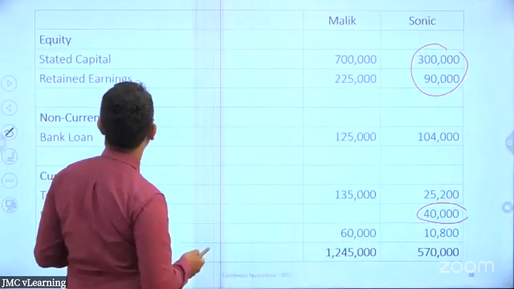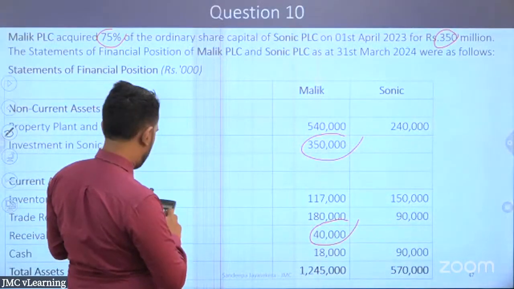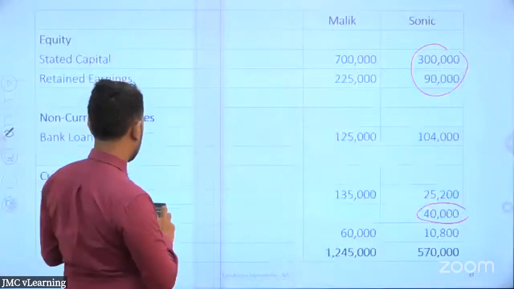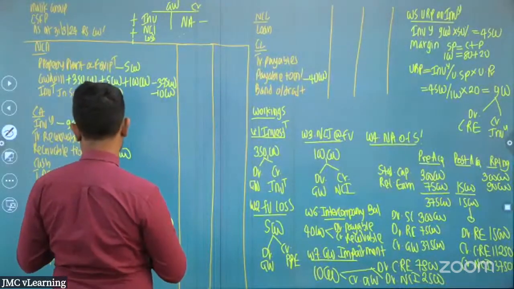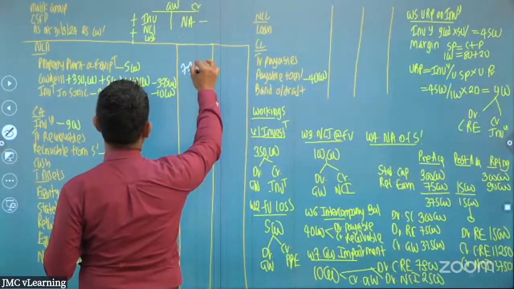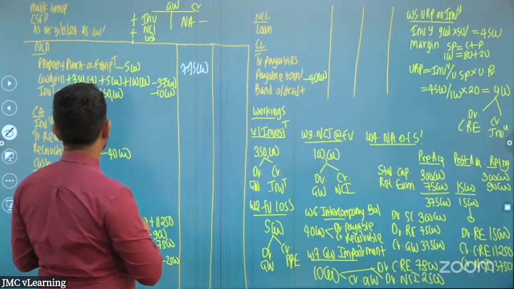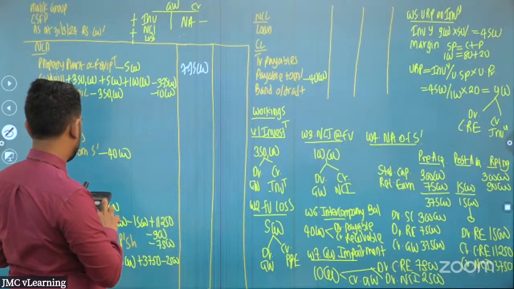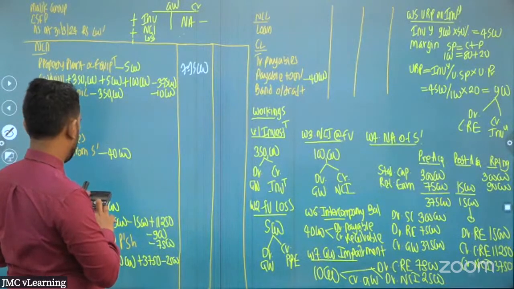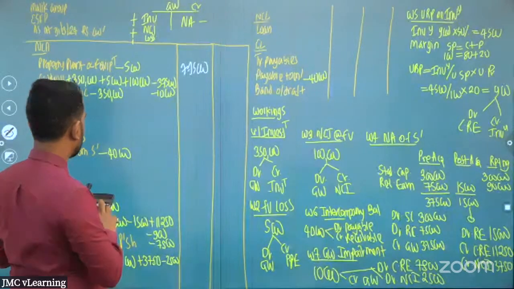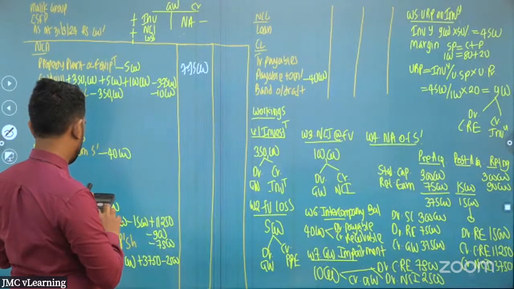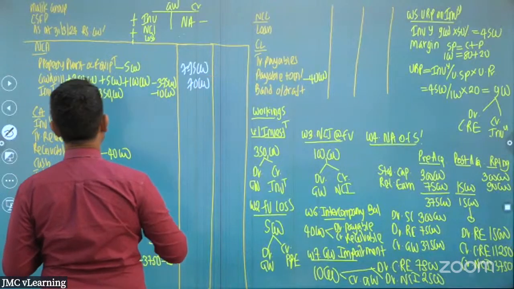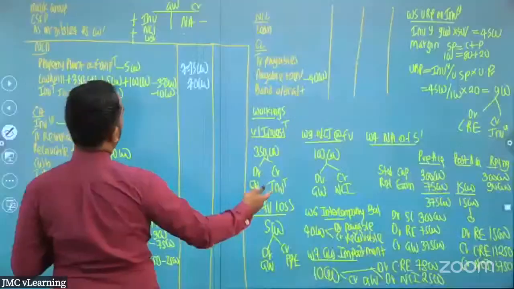Starting with PP. PP is 540,000 plus 240,000 minus 5,000, since 5,000 was reduced. That gives 775,000. Goodwill: 350 plus 5 plus 100,000 minus 375,000 minus 10,000, which is 70,000. Investment: 350 minus 350, which is 0.